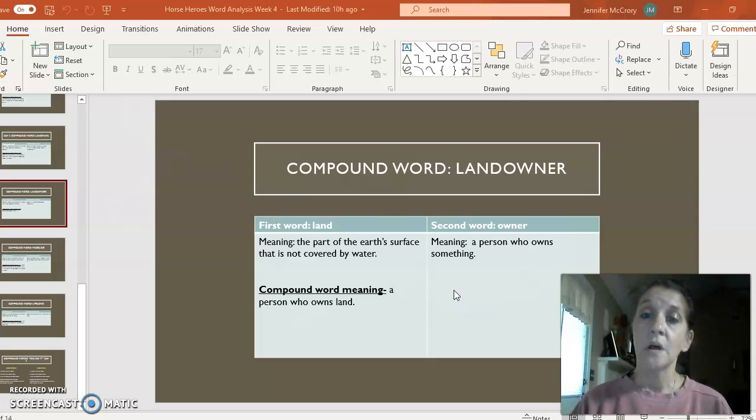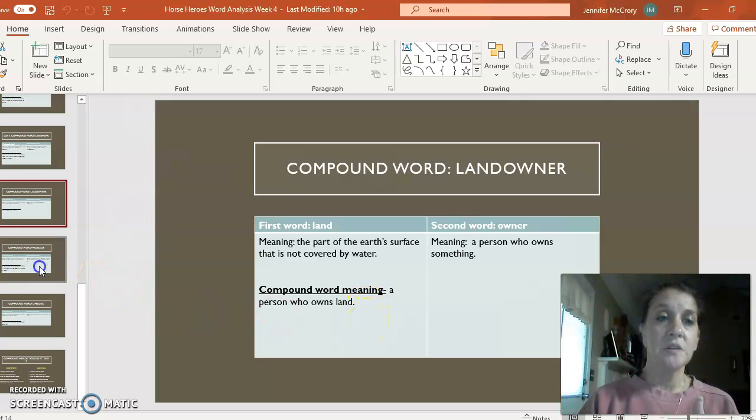You know that. So let's combine these two meanings together because we're combining two words to get our new definition of what a landowner is. Well, look at this. Read it with me. I know you can. It's a person who owns land. Great job. Thumbs up. You are rocking and rolling today. Let's take a look at our next one.